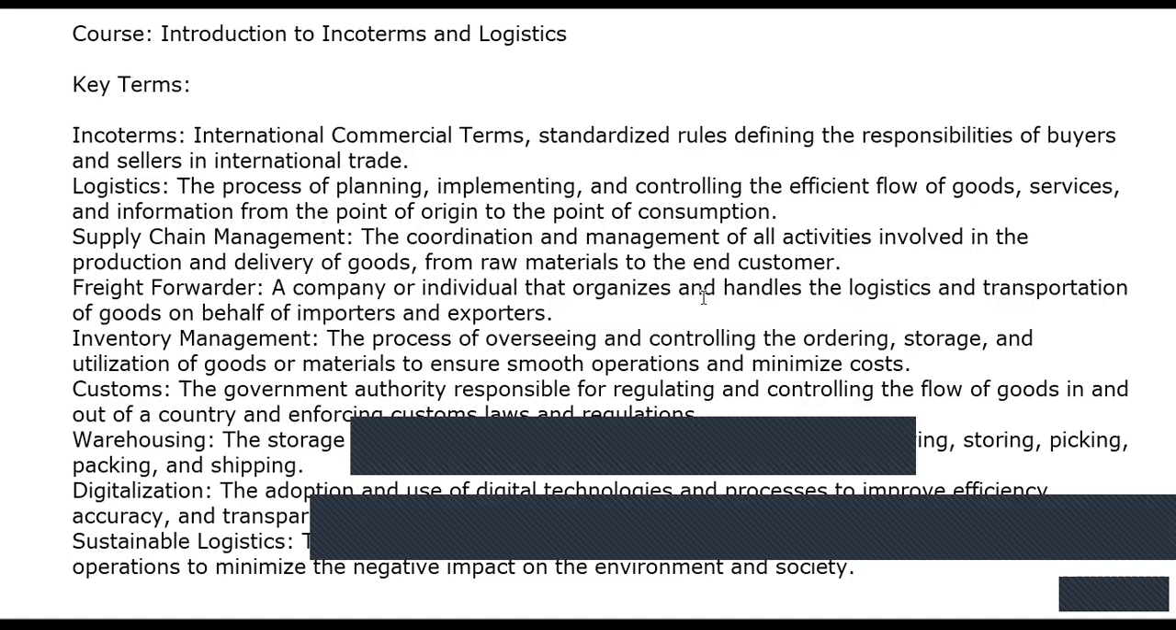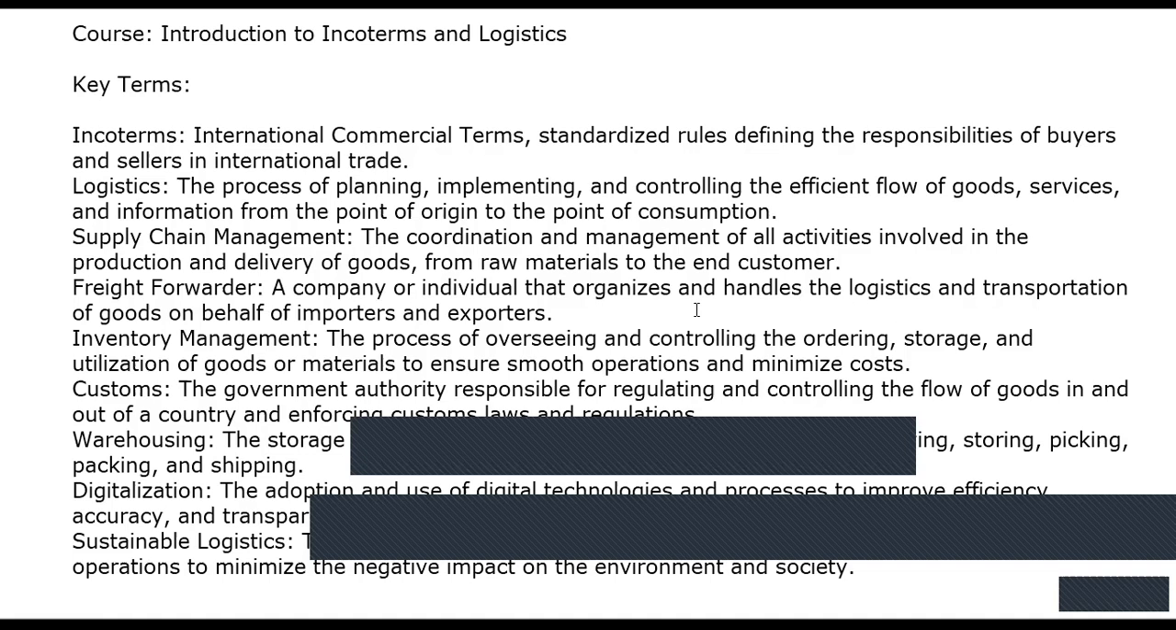We're going to look at a freight forwarder, which is a company or individual who organizes and handles the logistics and transportation of the goods on behalf of the importers and the exporters. Usually these end owners don't do much of the donkey work. They leave it to the professionals who understand the logistics involved.